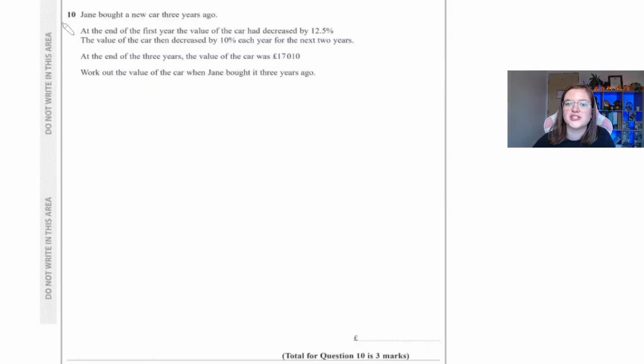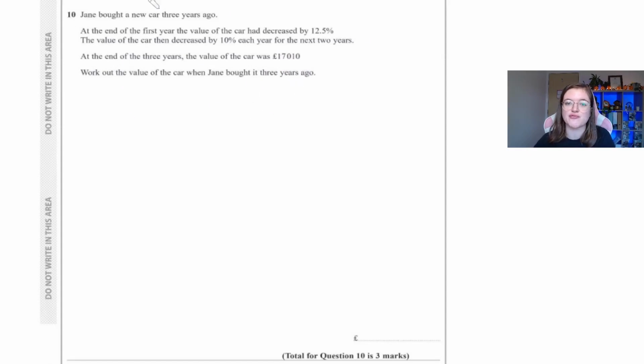On we go. Question 10. Jane bought a new car 3 years ago. At the end of the first year, the value of the car had decreased by 12.5%. The value of the car then decreased by 10% each year for the next 2 years. At the end of the 3 years, the value of the car was £17,010. Work out the value of the car when Jane bought it 3 years ago.